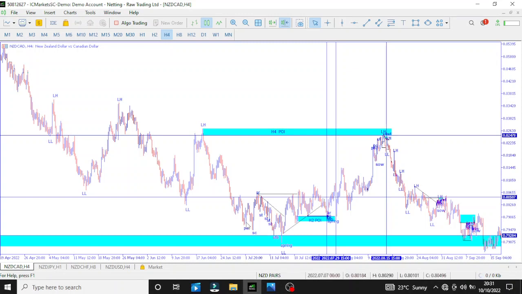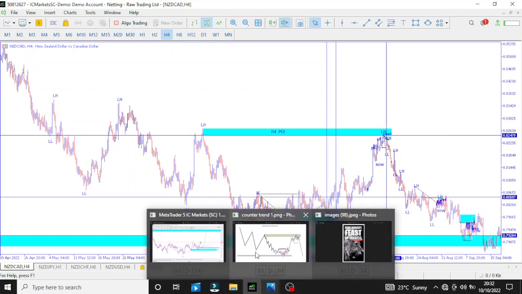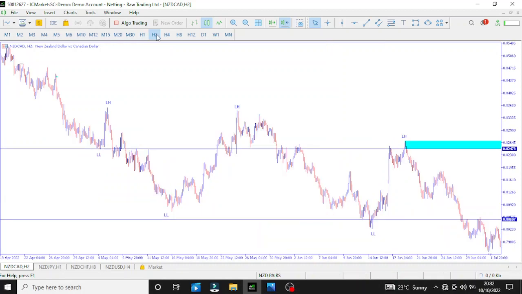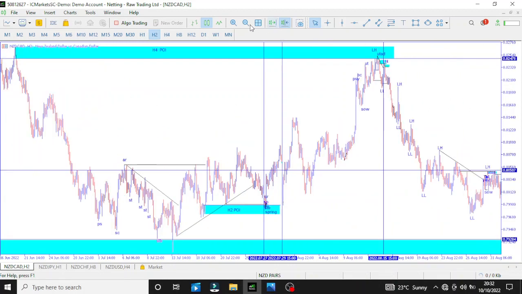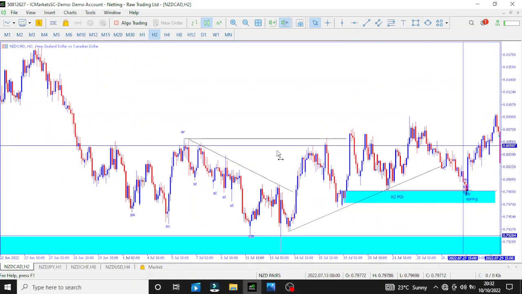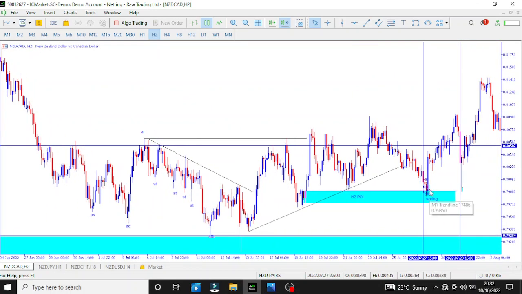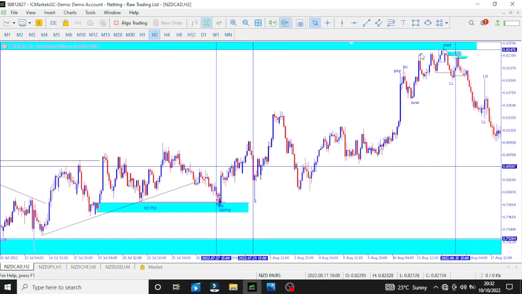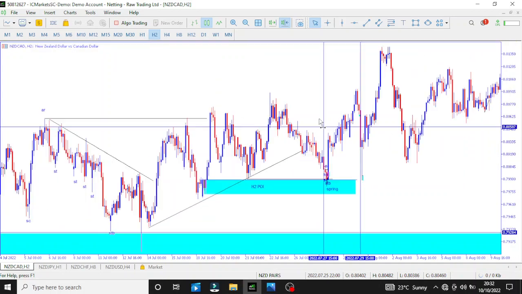You see, I buy it here to sell it at the top. Exactly as this diagram. Okay, yes guys, let's get to it. You see, our trade took this H2 point of interest. This H2 point of interest is identified and continued to the downside to our targets.